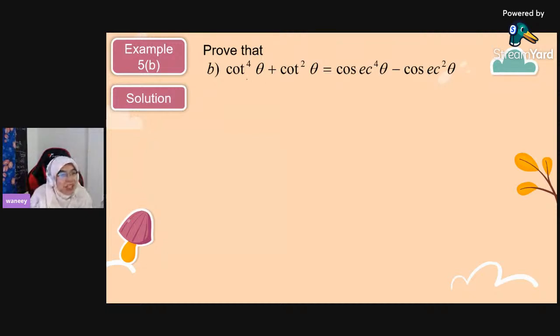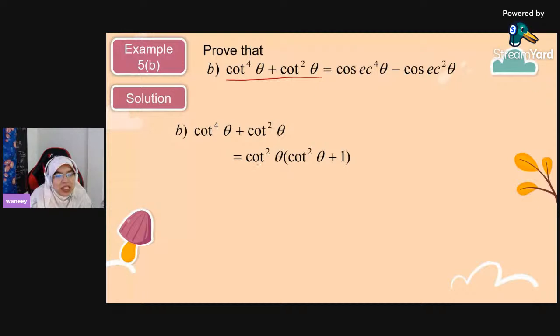Okay, so now cotangent 4 theta plus cotangent square theta. I do see something that is similar between them. They both have cotangent square. So I will try to factorize cotangent square out first. So I will have cotangent square theta multiplied with cotangent square theta plus 1.